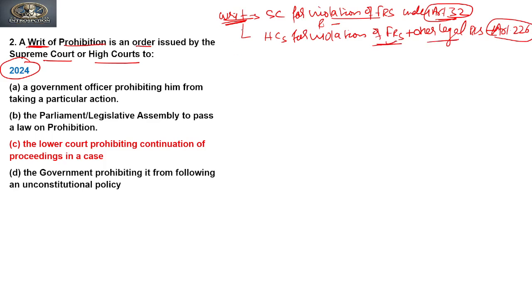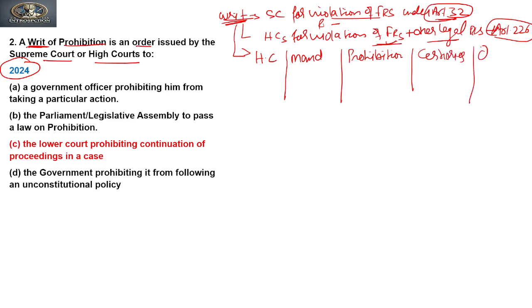Now the types of writ mentioned in the Constitution: there are five types of writ. The first is habeas corpus, the second is mandamus, the third is prohibition, the fourth is certiorari, and the last is quo warranto. Clear? So these are the five types of writ mentioned in the Constitution. The Constitution specifically mentions the five types of writ under Article 32.